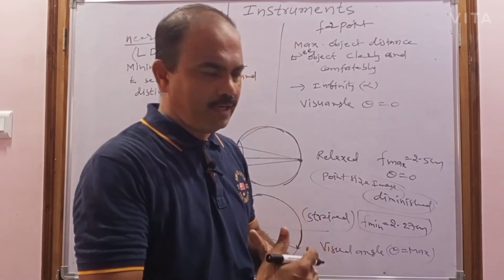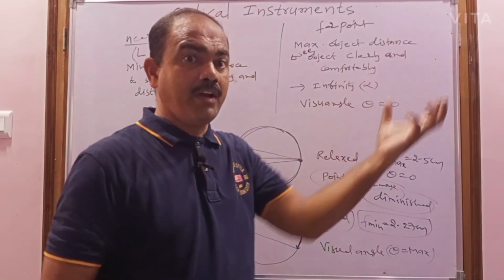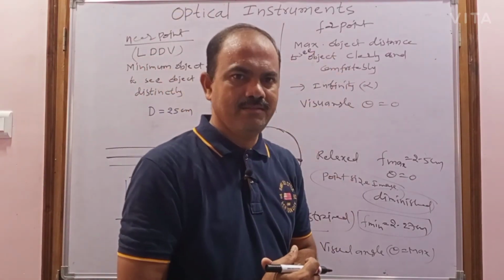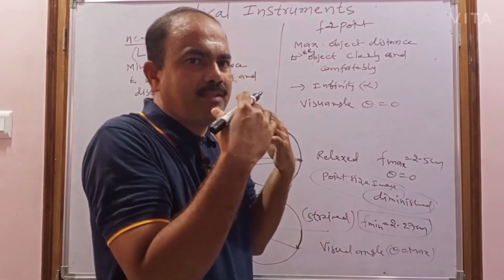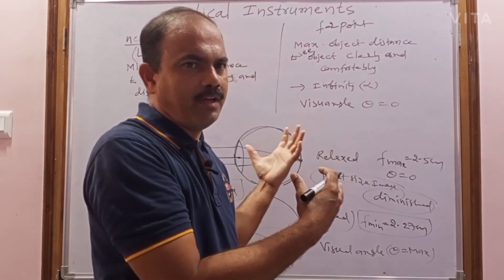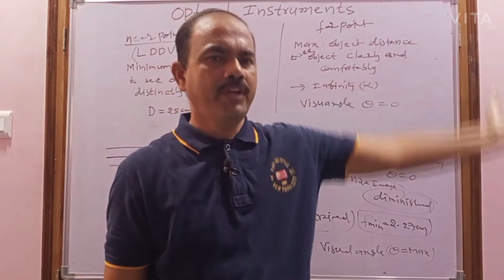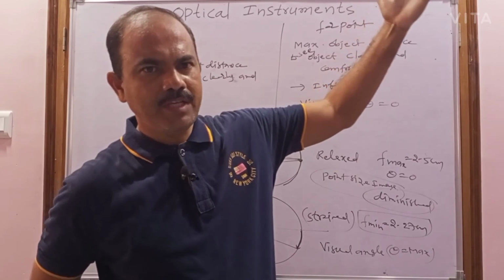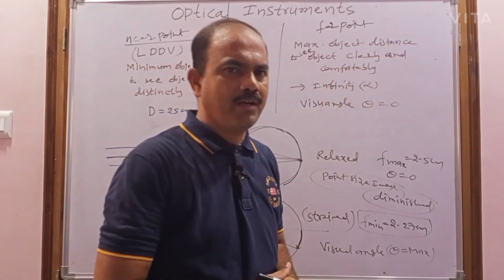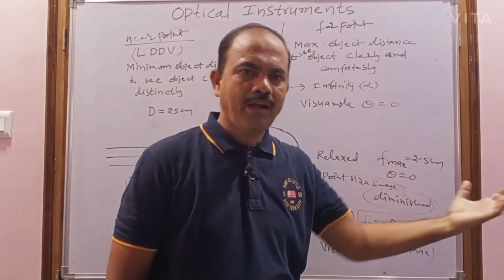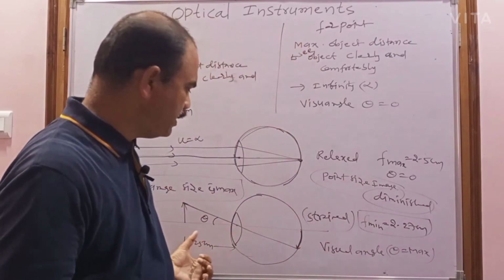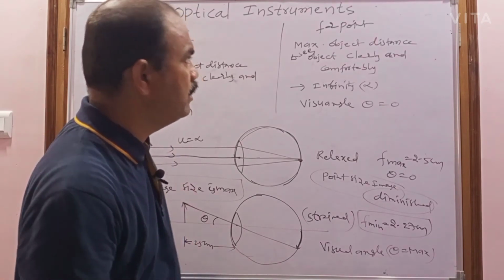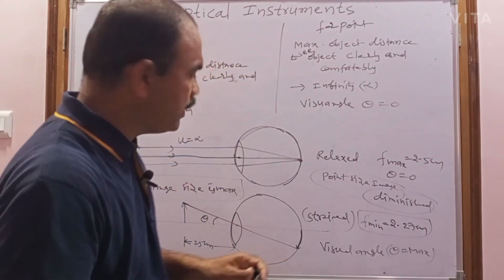If the visual angle increases, our eye will be strained. If the visual angle decreases, our eye will be relaxed. That's why, to relax the eye, we use the optical instrument to form the image at infinity. Or if I want the maximum size of image, with the help of the optical instrument we increase the visual angle, and the maximum image is formed when the image is formed at the near point. So this is about the visual angle, far point and near point.